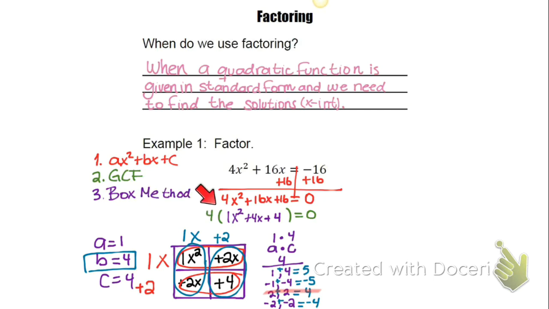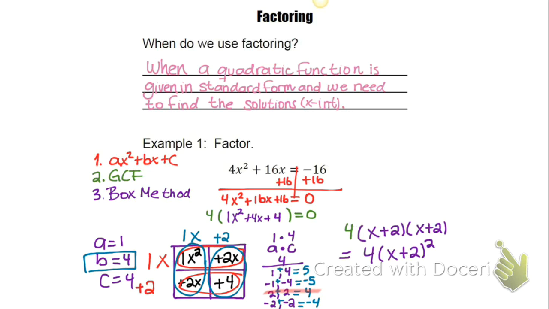Okay? So we're going to begin by writing that 4. So we have 4 times parentheses x plus 2 times the second parenthesis, which is going to be x plus 2. Now remember that that is the same thing as 4 times x plus 2 squared. Okay, we're multiplying x plus 2 times by itself.